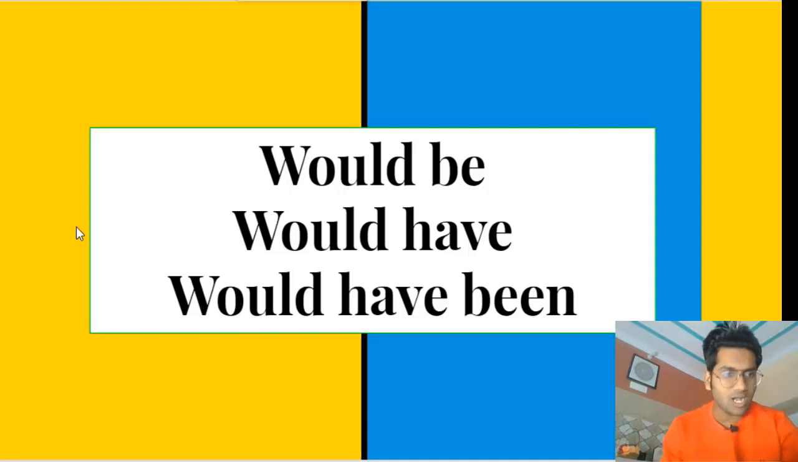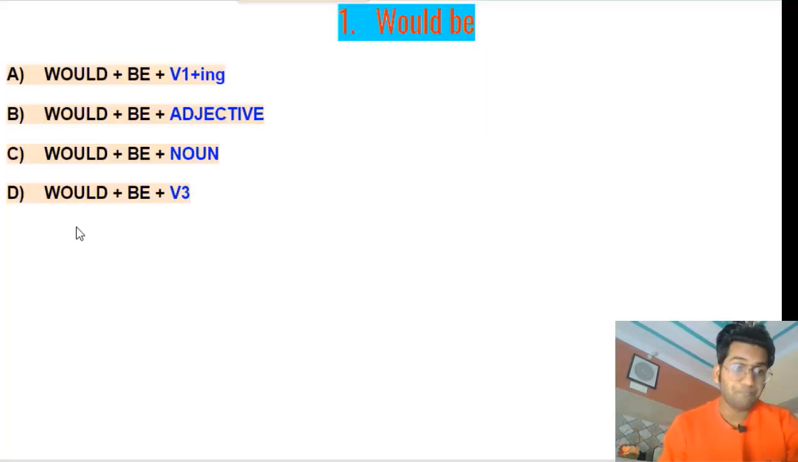In this video, we are going to look at these structures: would be, would have and would have been. When to use these, how to use these. Let's get it. Let's talk about the first one, which is would be. Would be can be used in 4 different structures. Number 1, would be followed by a present participle, an ing form of verb. Number 2, would be followed by an adjective. Number 3, would be followed by a noun. And number 4, would be followed by a past participle.